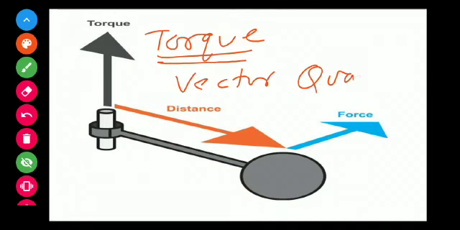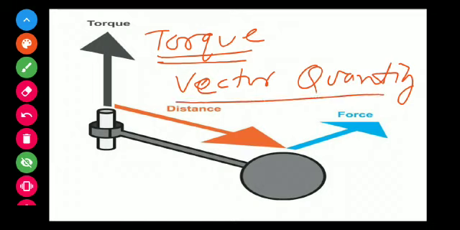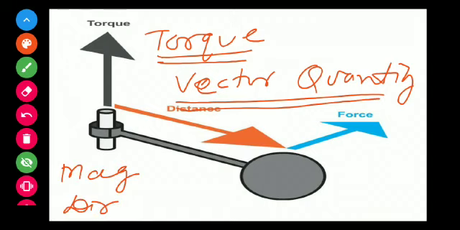Vector quantities are those quantities which have magnitude as well as direction. Now, what is the magnitude of torque? And what is the direction of torque? Torque is a vector quantity, and vector quantities are those quantities which have magnitude as well as direction. Now the next question is, what is the magnitude of torque?